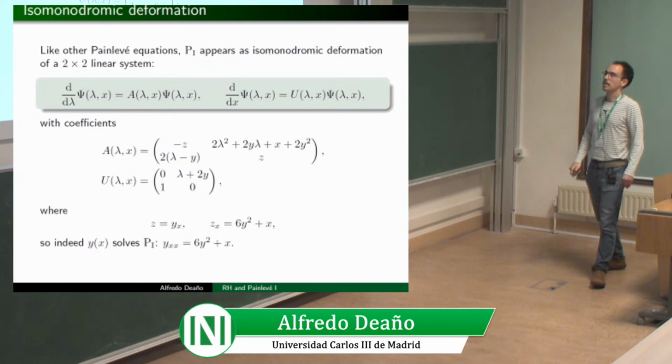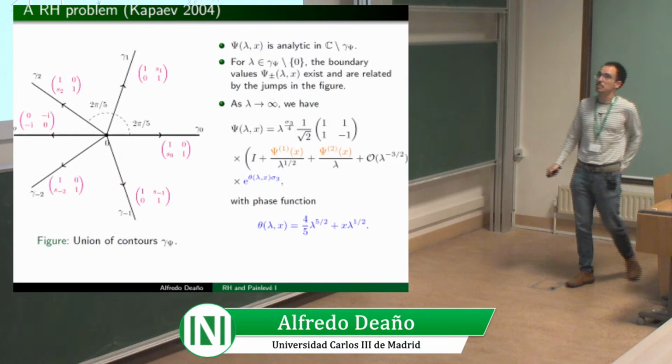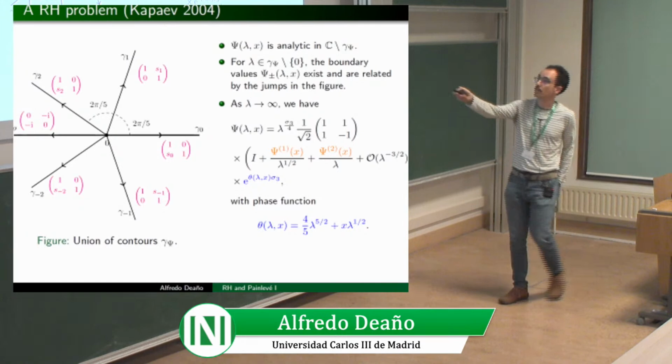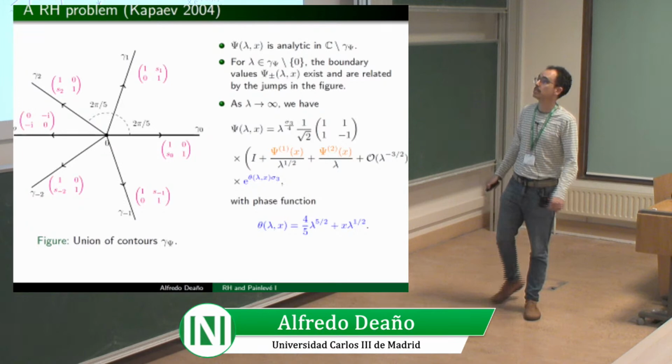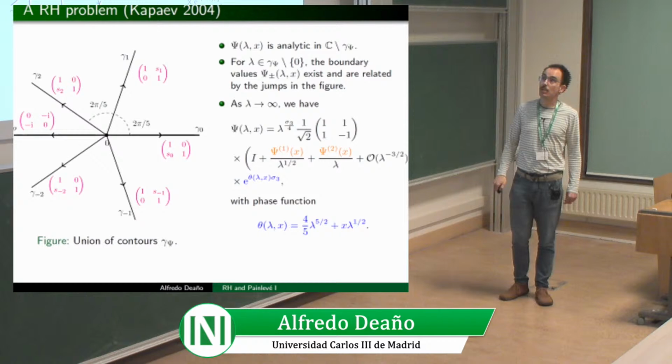Okay, so what do you do? Well, you take the first system, this one, and you set up a Riemann-Hilbert problem. One possibility, not the only one, and that's what Kapaev did, is to consider this division of the complex plane. Here we have the 2π/5 sectors that come naturally from the symmetries of the equation. There's an extra jump here, which is off diagonal, but all the others are just triangular. So in the Riemann-Hilbert problem, you look for a function psi that is analytic everywhere except for these rays, the 6 rays.